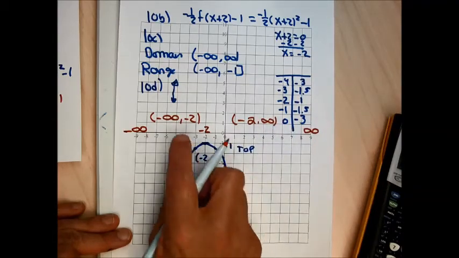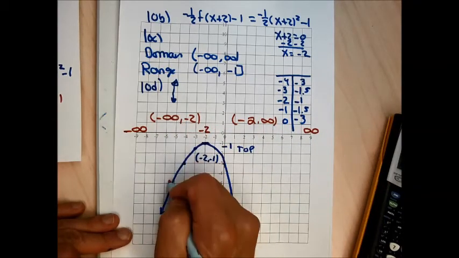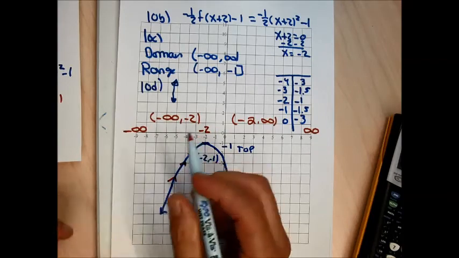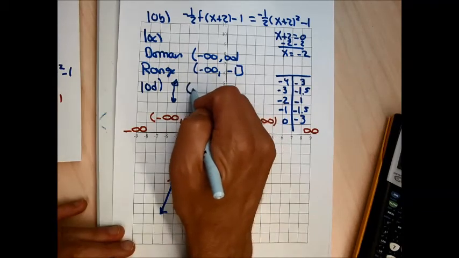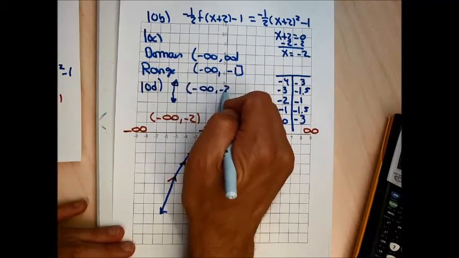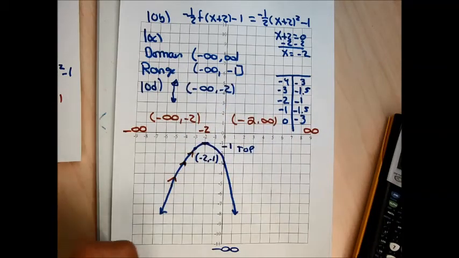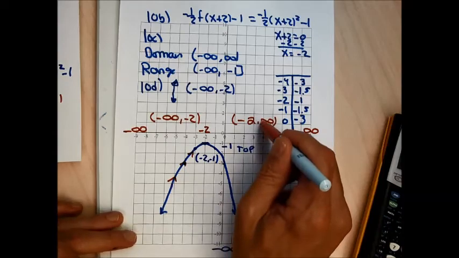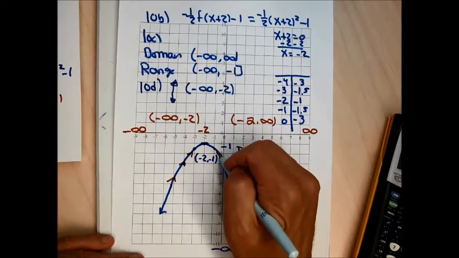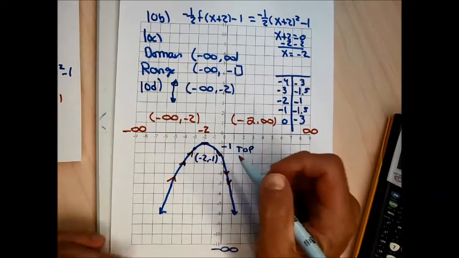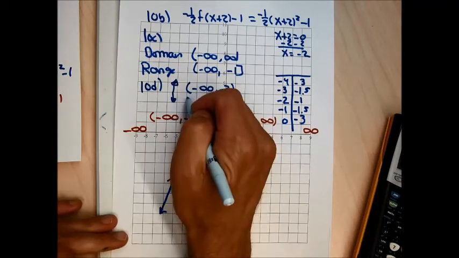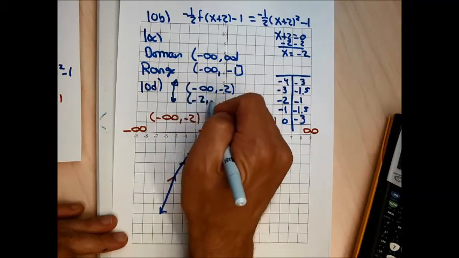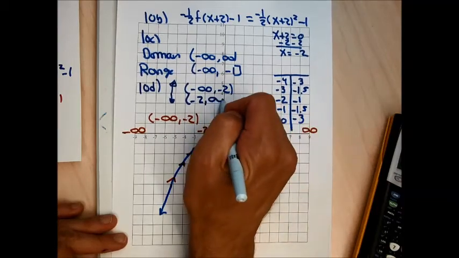The first portion of the graph corresponds to this interval, and this graph is getting higher as you move from left to right, so that's an increasing interval. So I'm going to say this graph increases in the interval negative infinity to negative 2. This portion of the graph corresponds to that interval, and the graph is getting lower as I move from left to right, so I'm going to call that a decreasing interval. So the interval from negative 2 to infinity is going to be a decreasing interval.